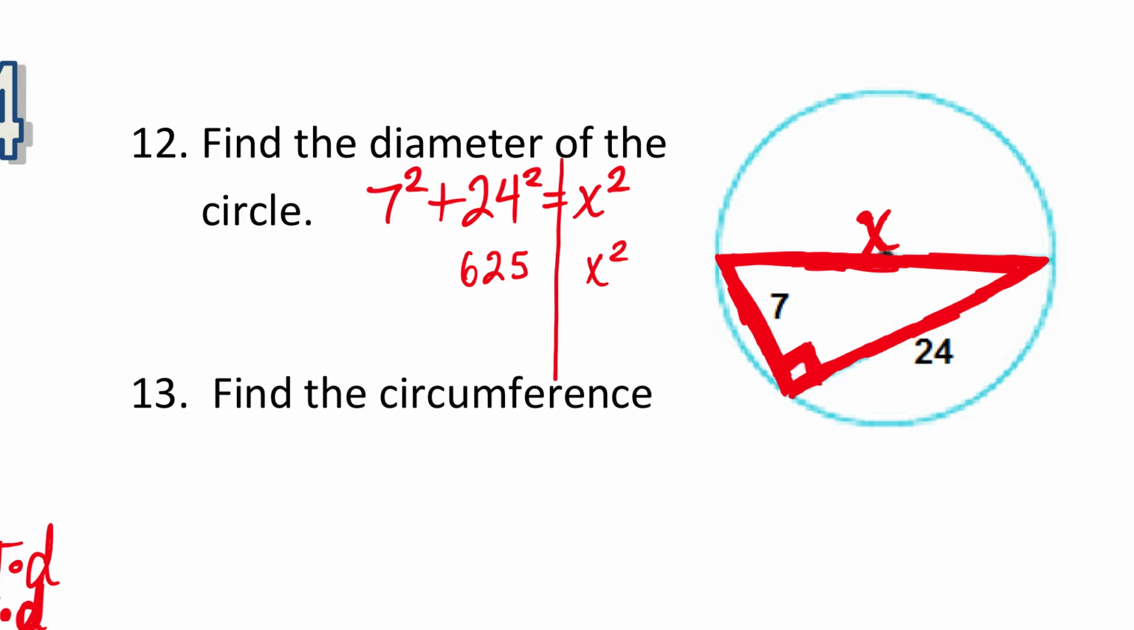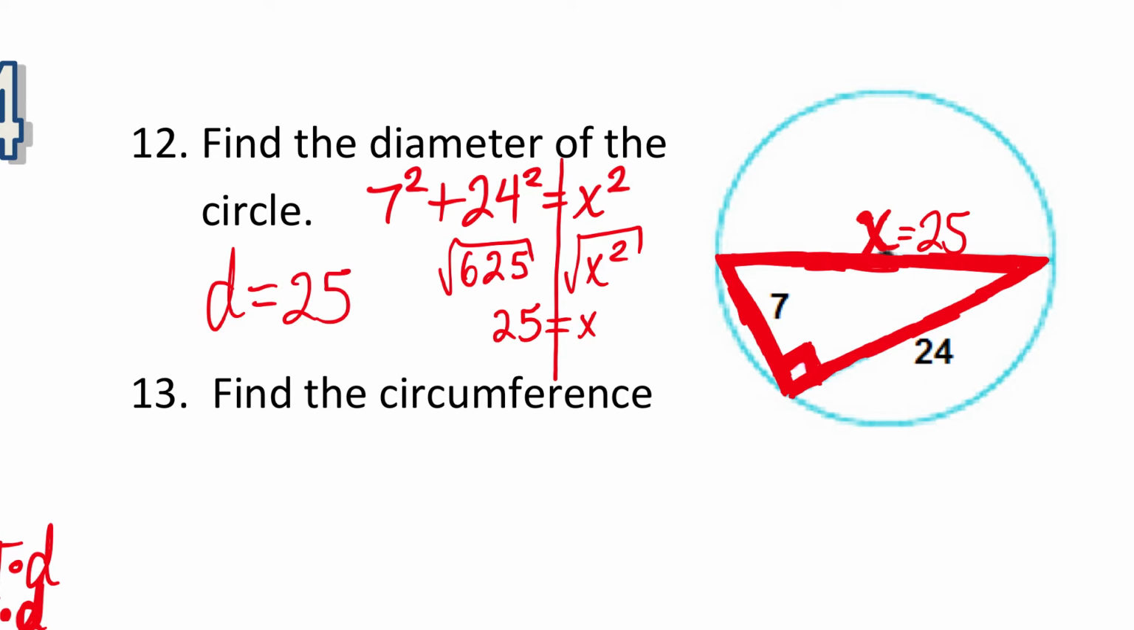And how do I get rid of a square? Take the square root. Good. So x equals 25. That's the diameter. So the diameter for this circle is 25 whatever units.